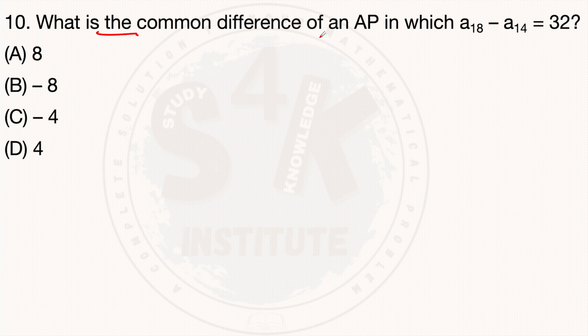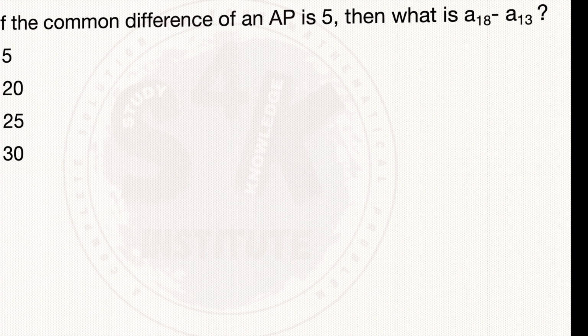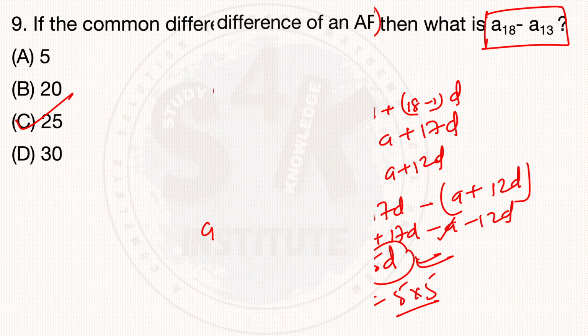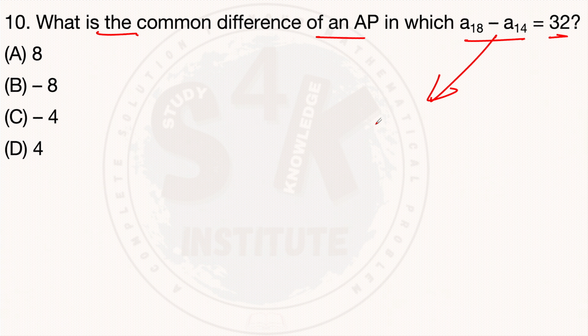What is the common difference of an AP whose value is this? Okay, so we know A18. We just did the same problem in the previous one. We have written A18 as A plus 17D. Similarly, we can use the same concept here. A plus 17D minus (A plus 13D) is equal to 32, which is given to you.